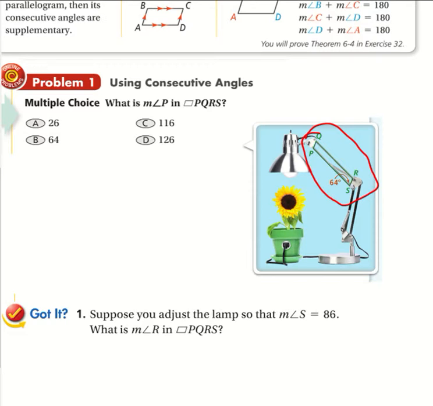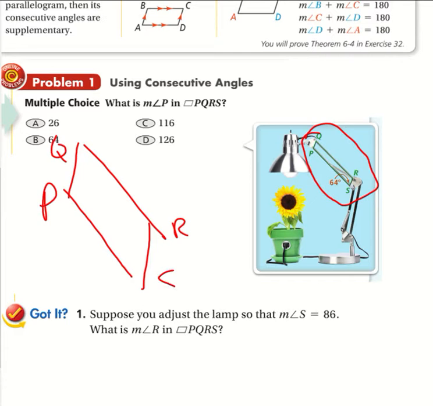Alright, it's called PQRS. So we know the angle S is 64 degrees. I'm just going to draw this a little bit bigger so we can actually see it. Now my drawing is pitiful, but stick with me. PQRS. They say S is 64 degrees. Alright, can you handle that? It says, what is the measure of angle P?